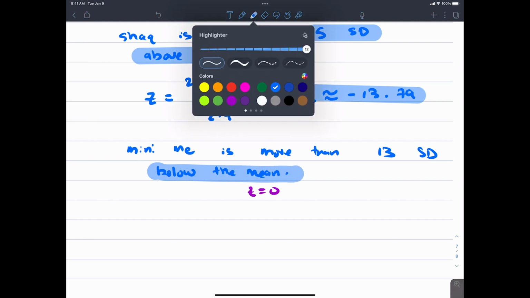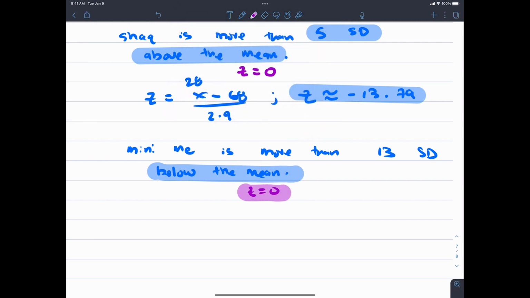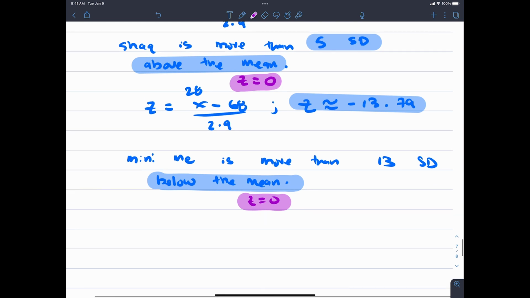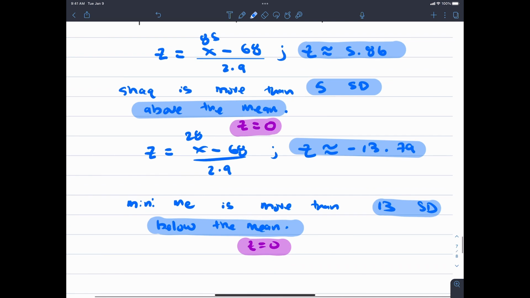So, ladies and gentlemen, here's the deal. It's more than 13 standard deviations where? Below the what? Below the mean.